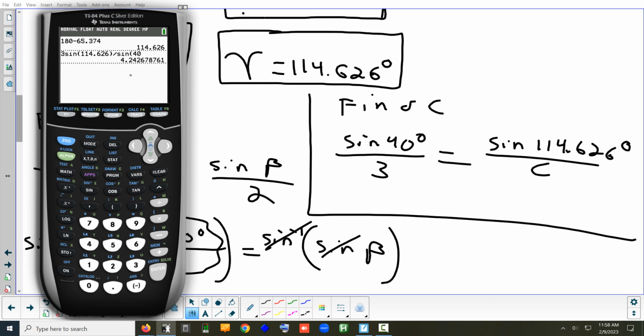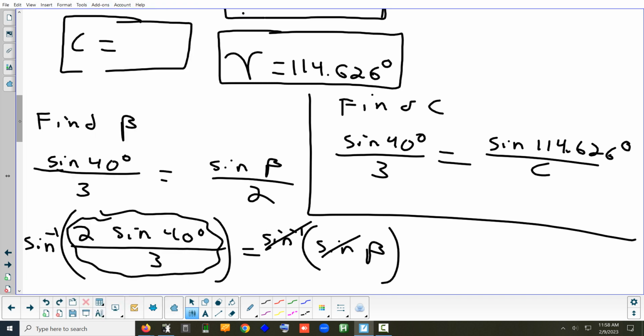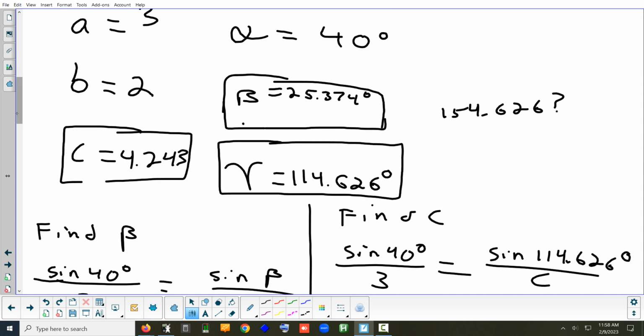So 4.243. And you can always check: any two sides added together should be bigger than the third, and the biggest angle should be with the biggest side. And that's the law of, well, the first part of the law of sines. Any questions on that?